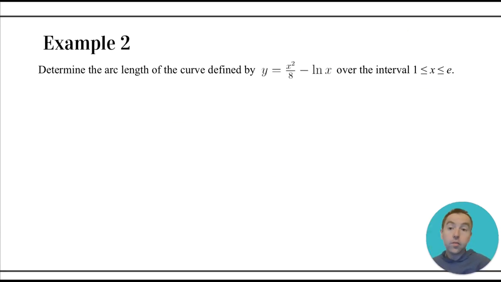We want to take a look at another example of simply finding arc length for a curve over an interval. So here the function is y equals 1/8 x squared minus natural log of x, and we're going to find the arc length on the interval between 1 and e on the x-axis. So when we do this, because the limits of integration are on the x-axis, we'll just do this with respect to x and go from 1 to e. And then arc length is the square root of 1 plus, and then we're going to need the derivative squared.